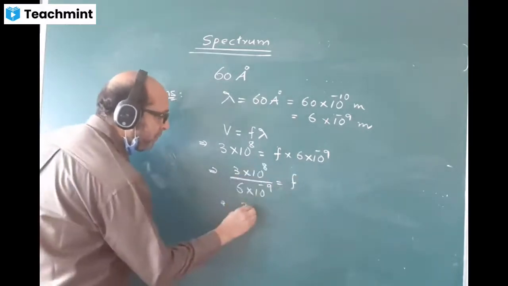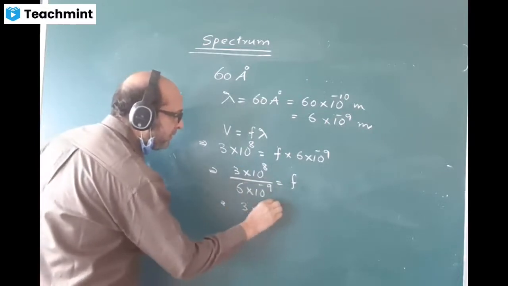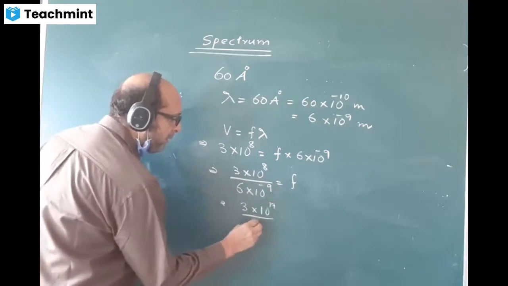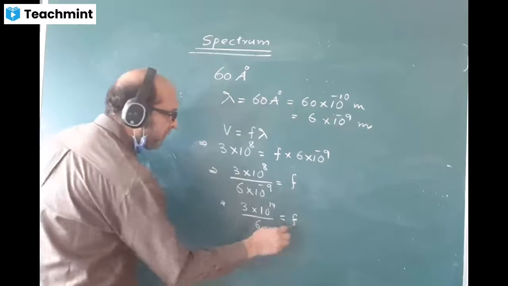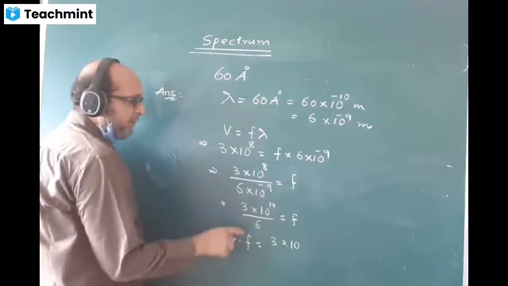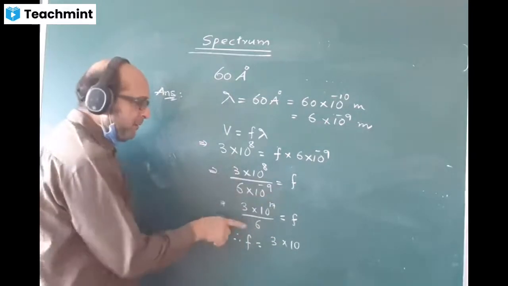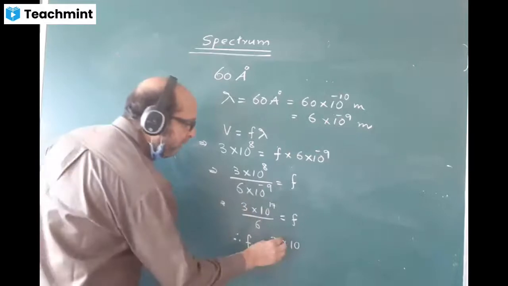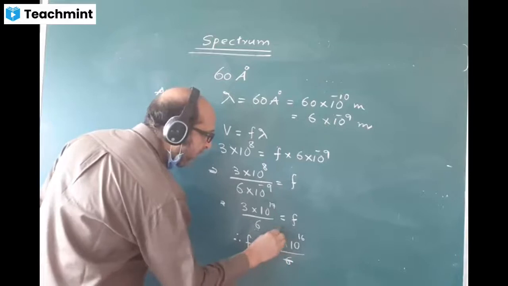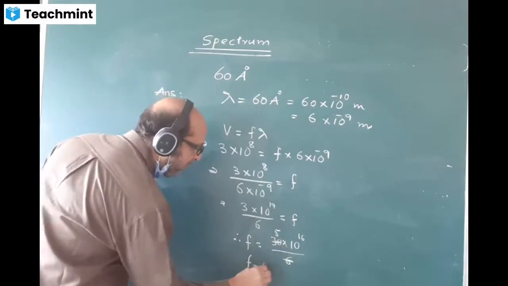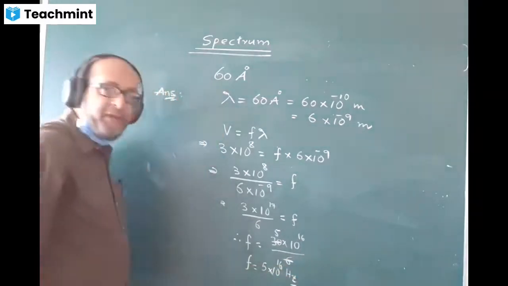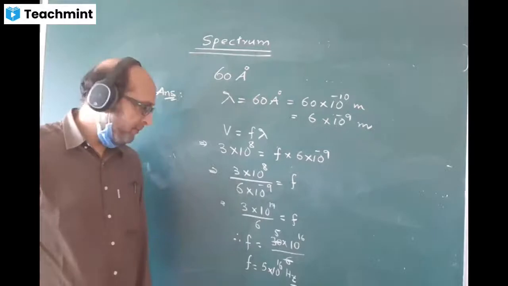This becomes 3 into 10, 8 plus 9 becoming 17, divided by 6. Let us find the value of F. I will make it bigger by adding one zero, so it is 30 divided by 6. 6 goes 5 times. Therefore, F will be 5 into 10 to the power 16 hertz.